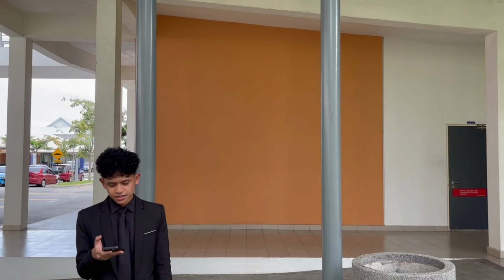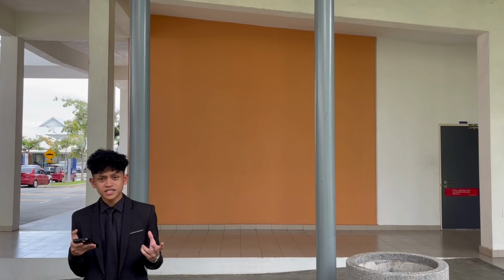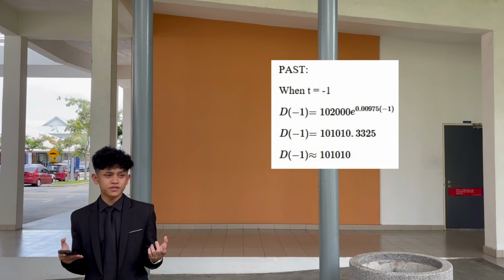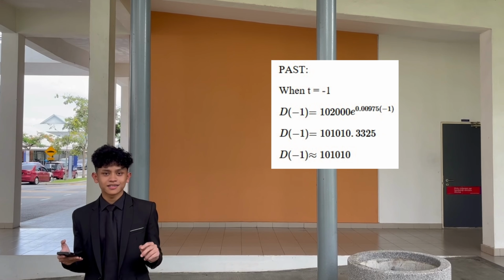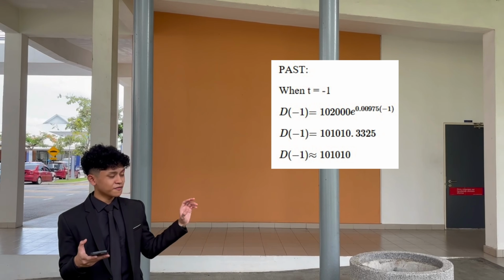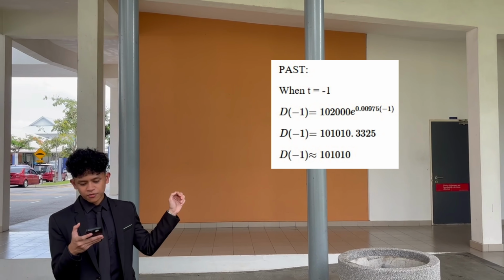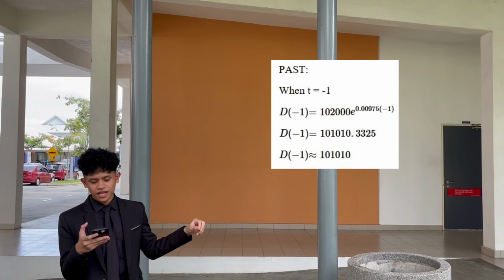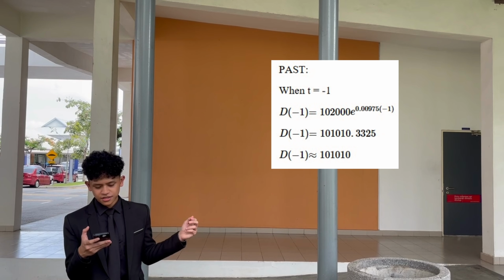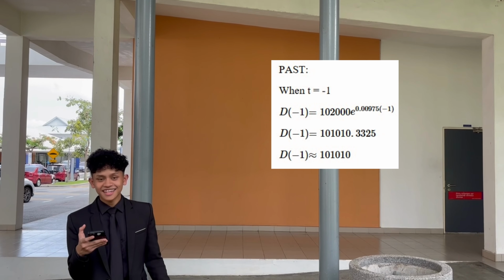And finally, we need to predict the number for the future and the past values. So first, for the past, we use the year 1999, so let t is equal to -1. We substitute the value -1 into the formula, and then we get 101010.3325, which is approximately 101,010 in 1999.